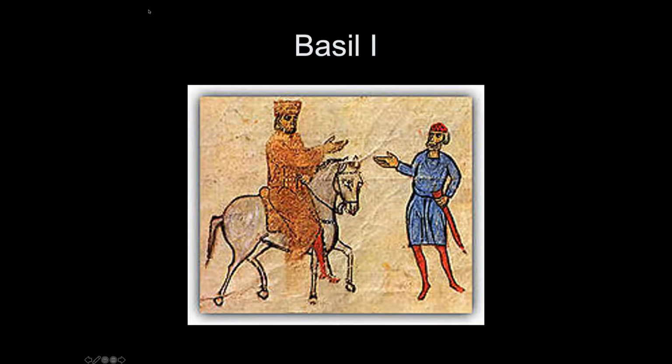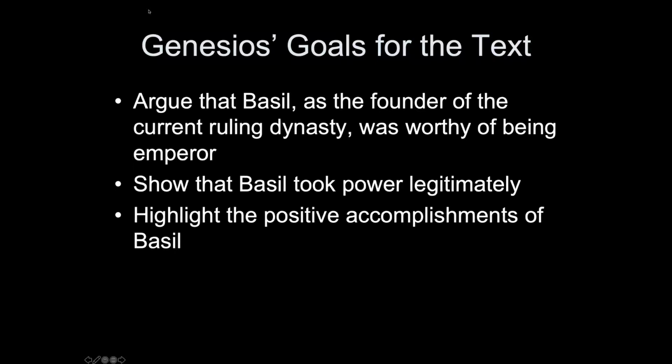And there's really three significant goals that he tries to advance in the text. First, he wants to argue that Basil, as the founder of the ruling dynasty, was worthy of being emperor. Second, he wants to show that Basil took power legitimately. And then third, he wants to highlight the positive accomplishments that Basil had. And each of these is difficult for a different reason.